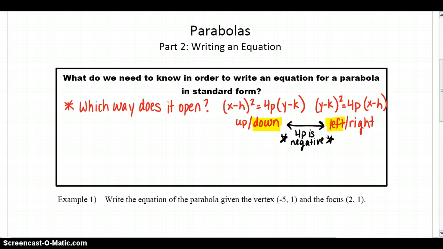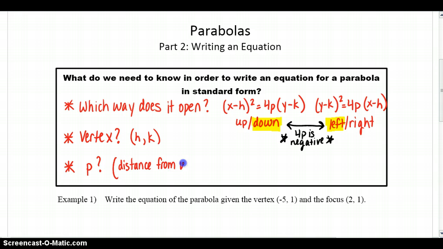Another thing that you have to know in order to write the equation is you have to know what the vertex is. And that vertex is going to represent the h comma k part of your equation up here. And then the last thing you'll have to know, well, take a look at that equation. If I know which one I'm using, and I know h and k, there should be only one piece left, and that's p. So you have to know what p is, and just keep in mind, p is just the distance from the vertex to the focus and the directrix.